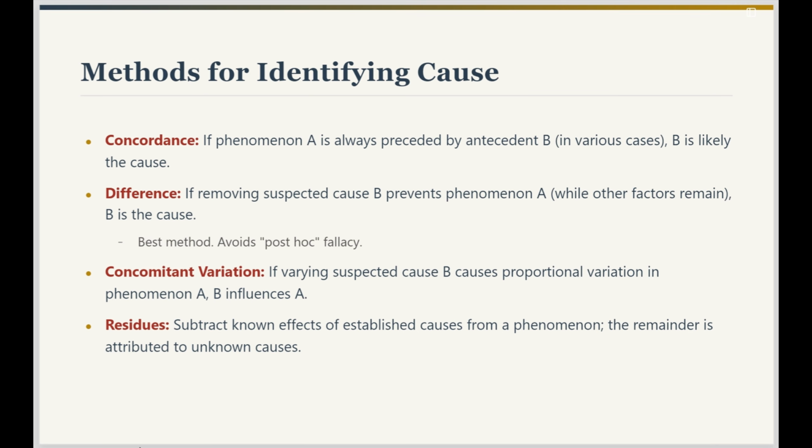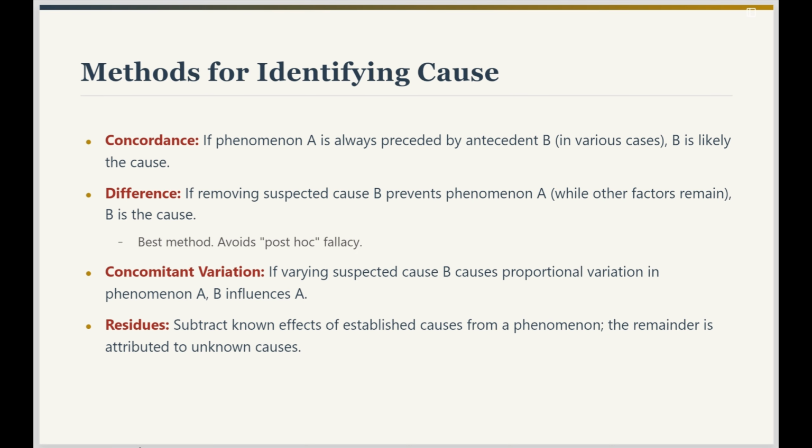How do we actually hunt down these causes in step 1? John Stuart Mill gave us a toolkit. Method of concordance. If you see phenomenon B consistently right before phenomenon A happens in various situations, B is a strong candidate for the cause. Method of difference. This is powerful. If you remove suspected cause B and phenomenon A stops happening, assuming other factors are constant, then B is likely the cause. This avoids the trap of just seeing things happen together.